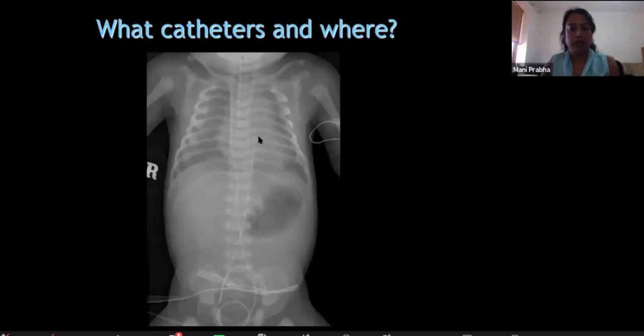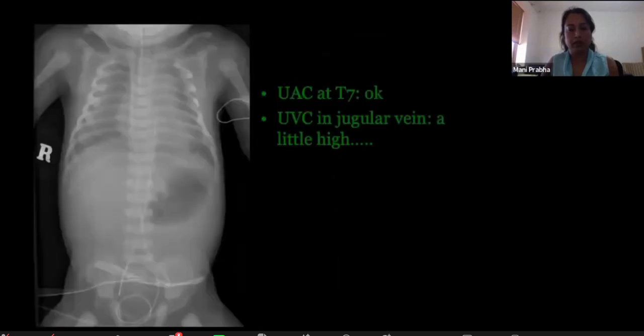Lovely. So yeah, it is malposition, and you would advise the clinical team to retract it and position it correctly. So yeah, UAC is at T7 and it's absolutely fine. UVC is in the jugular vein and it's high, and it needs to be repositioned.